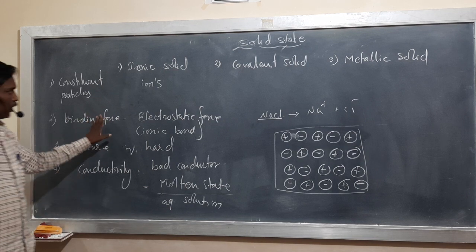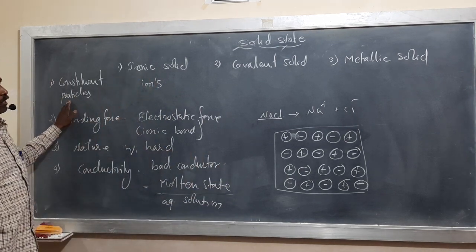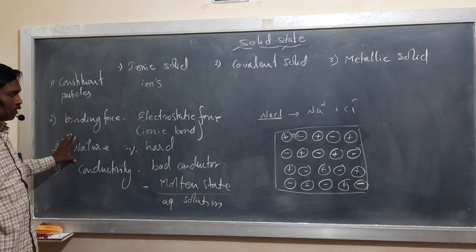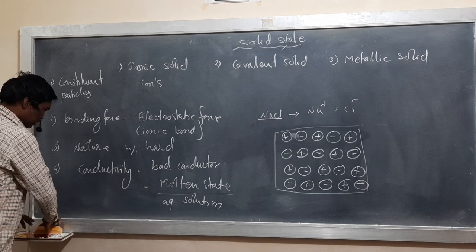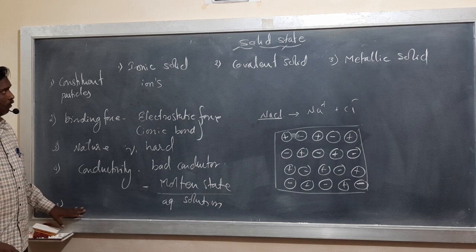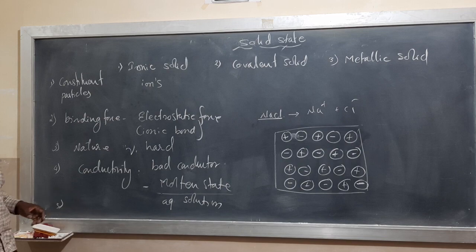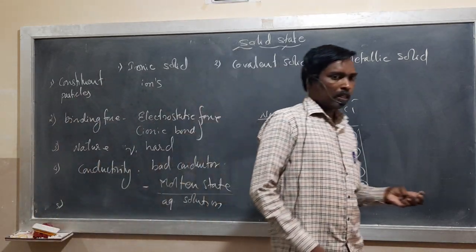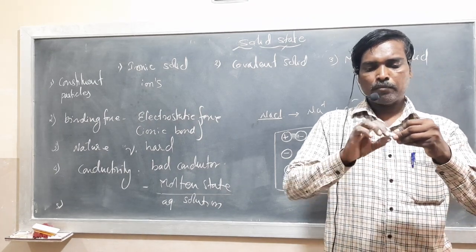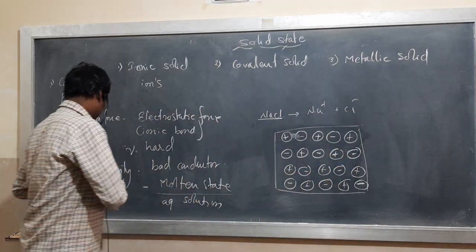In comparison with that, I am comparing the same properties with covalent solids and metallic solids. That is the constituent particles, binding force, nature and conductivity. And another one, the fifth property, is for ionic solids only. The fifth property is that ionic solids are brittle in nature. Brittle means when we hit an ionic solid at one end with a hammer, it breaks into two pieces. That's why we call ionic solids brittle in nature.